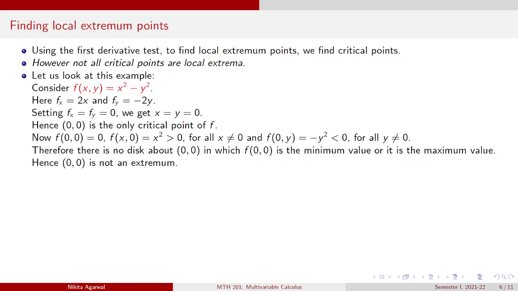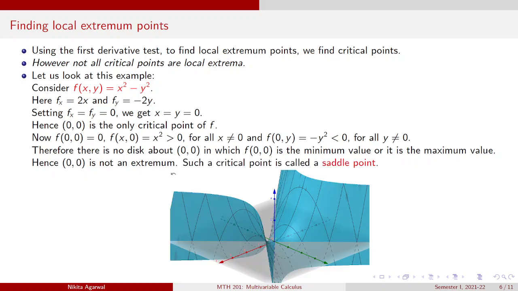And hence it is not an extremum, right? Because local extremum means that it is either a local maximum or a local minimum. And such a critical point is called a saddle point. So let us look at this picture, the saddle, the literal saddle here. If you look at the graph of this x squared minus y squared function, you see that this is the point (0,0), value is 0, right? Along the x-axis the value is positive, right?